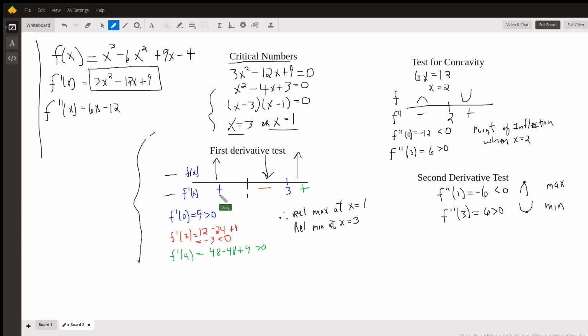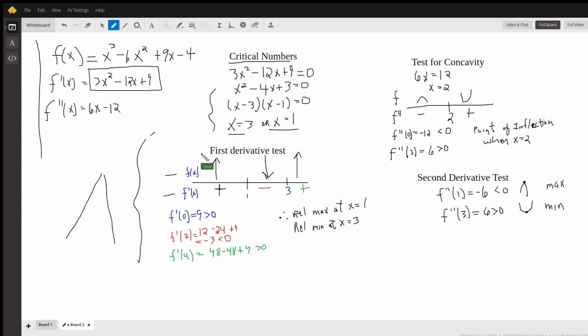And when the first derivative is positive, the tangent lines are going uphill, positive slope, which means the original function is increasing. If you pick a number in the interval between 1 and 3, like 2, f prime of 2 is negative, which means the tangent lines are going downhill, which means the original function is decreasing. And similarly to the right of 3, tangent lines are positive, sloping uphill, so the original function is increasing.